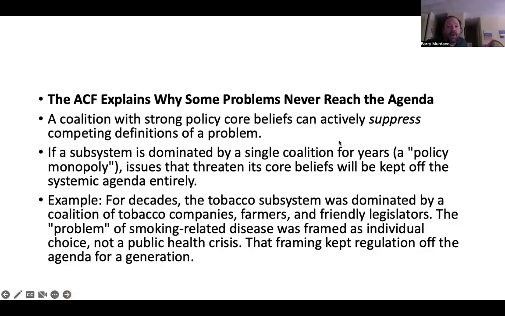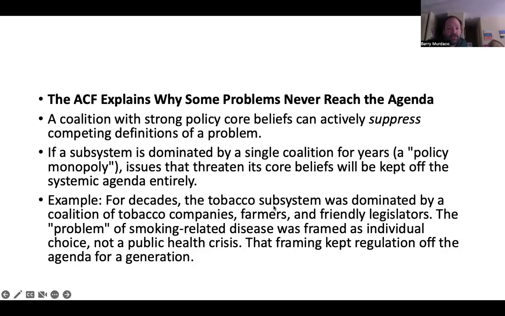The ACF explains why some problems never reach the agenda. A coalition with strong policy core beliefs can actively suppress competing definitions of a problem. If a subsystem is dominated by a single coalition for years, a policy monopoly, as they call it, issues that threaten its core beliefs will be kept off the systemic agenda entirely.